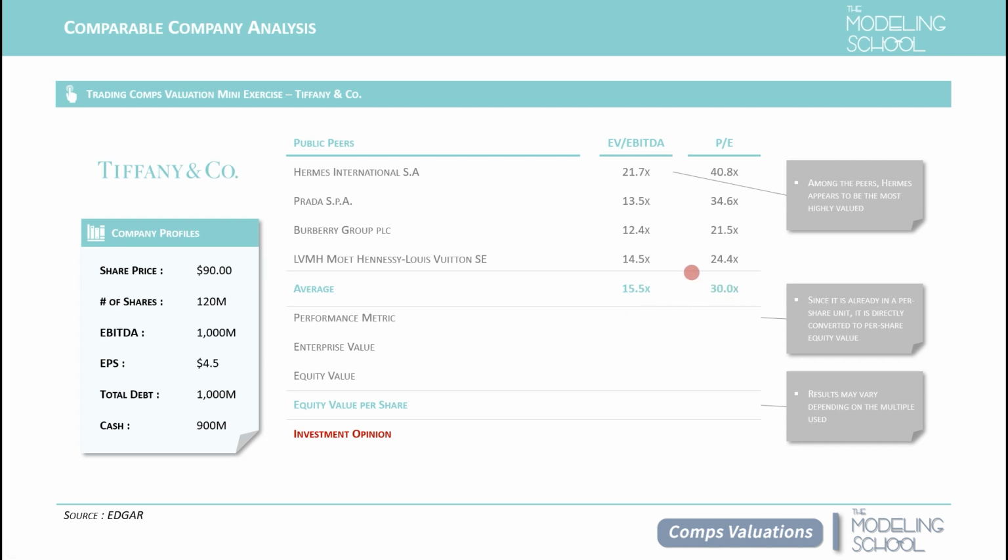So if you're unfamiliar with these concepts, you don't have to worry about this exercise. We'll cover them in detail later. But if you have a basic understanding, please pause for a moment and let's try to calculate the fair stock price, the equity value per share, based on this data.